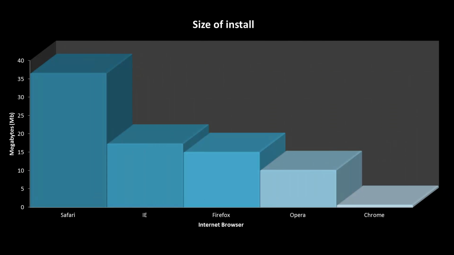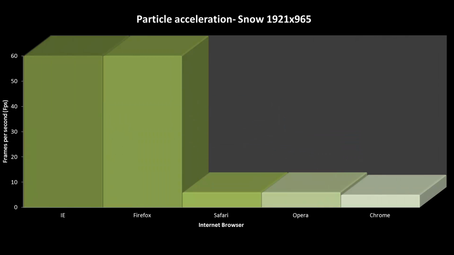Install size is basically how large the initial browser install file is. Safari takes last place with a 36.6 megabyte file, yet while Chrome has a tiny executable of just 0.7 megabytes, it's not really a fair comparison, as a huge majority of its files are downloaded during the installation, unlike the other browsers. So I think we can safely say Opera won that round.